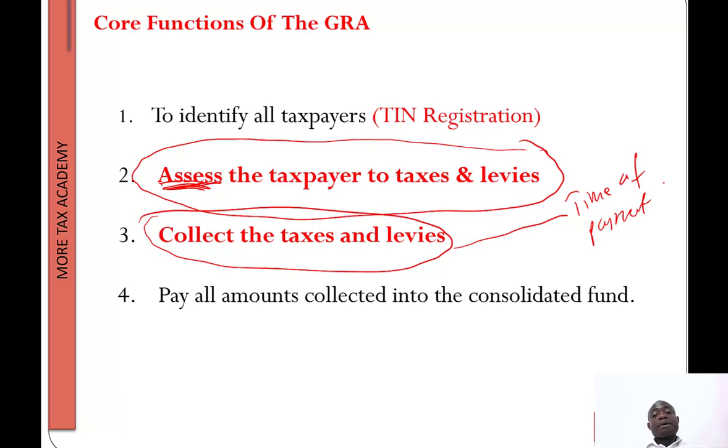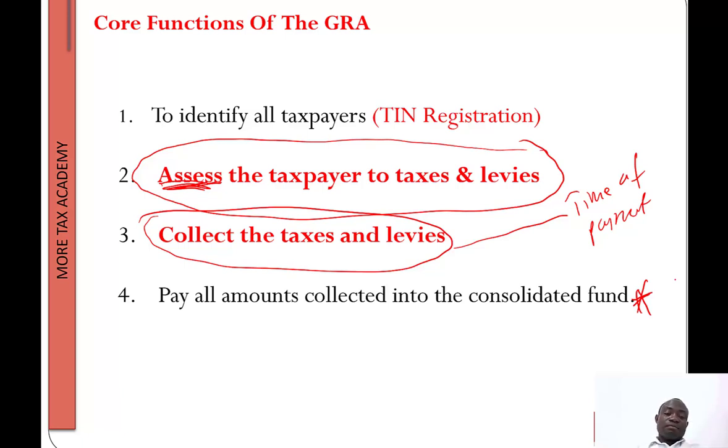Then after the amounts are collected, the law says that we should pay it into the consolidated fund for usage. That big fund that sits with Bank of Ghana. So here, we don't expect you to learn anything, because as for payments, we just have to give you the bank account. GRA will tell you to pay into the GRA account, and that is it.